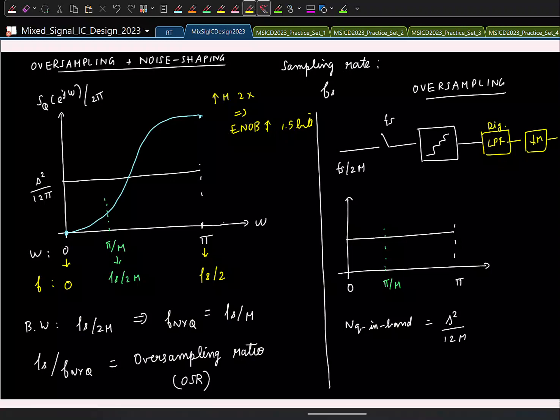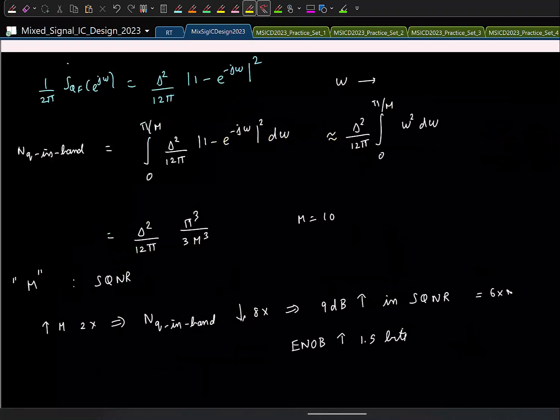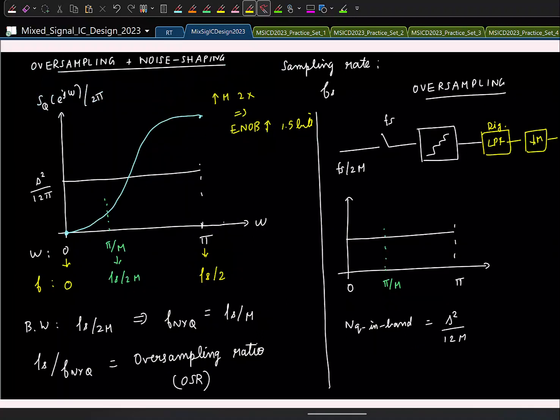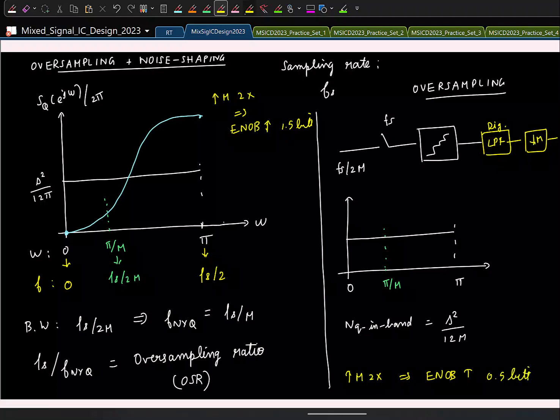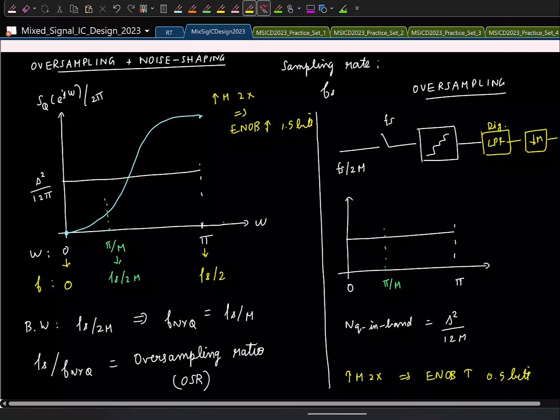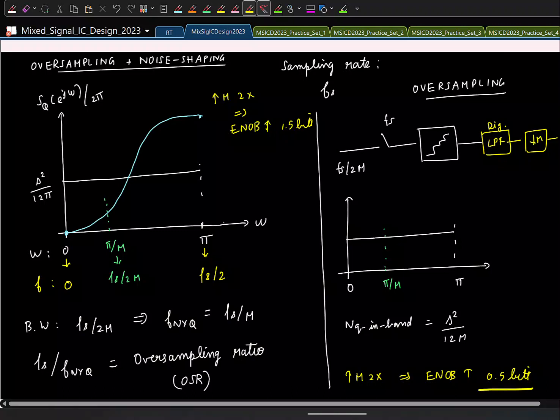Obviously, if I did noise shaping on top of it, this went as m cube, right? So here we saw it goes as m cube, here it only goes as m, and qualitatively that should make sense. Cool. So here if I increase the oversampling ratio by 2x, how much will my ENOB knob increase by? 0.5 bits. So the summary is this: we can also just do oversampling without doing anything. In that case, you do get some improvement, but that improvement becomes much better if you also do noise shaping.